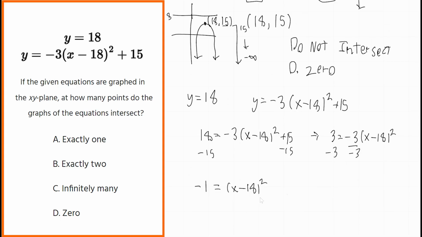And now we can try to take the square root of both sides. If we take the square root of both sides, on the right side we would end up with x minus 18. But on the left side we would have the square root of negative 1, which is not a real number. You cannot take the square root of a negative number and produce a real answer, which means there's no place on a graph of the real numbers where these two would intersect.